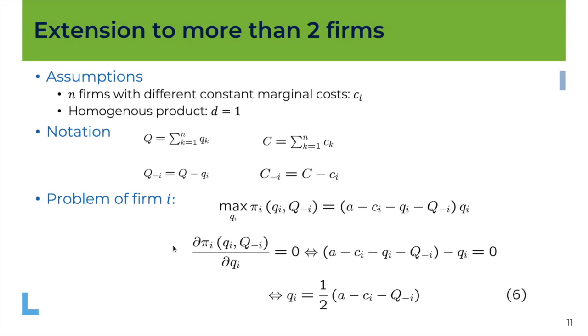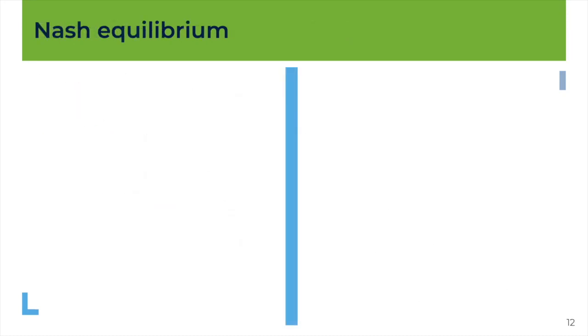Okay, now how do we find the equilibrium here? Well, it's the same steps as before. We need to derive the first order condition of profit maximization in order to express the best response function of each firm. We've done it here for firm i, okay? And then we need to solve a system of n equations in n unknowns. Okay, so the Nash equilibrium is the intersection of the n best response functions of the firms. How do we do that? Well, we need some tricks, and this is basically what is explained in the next slide.